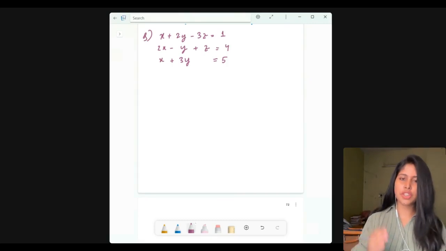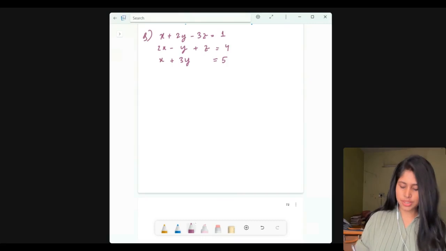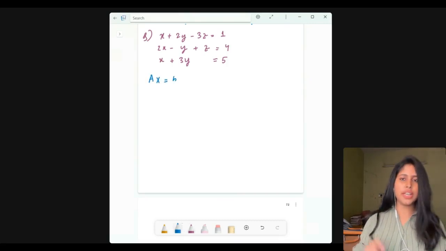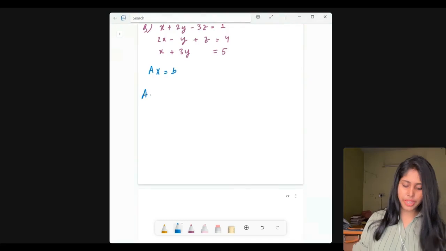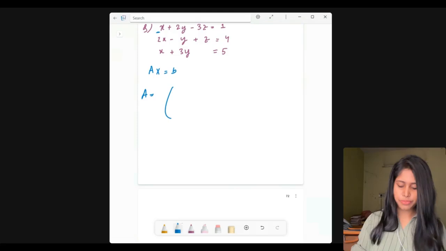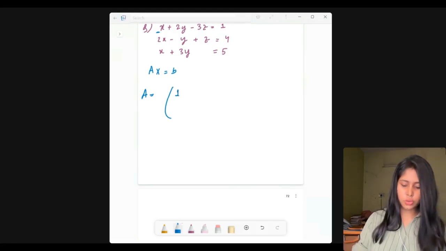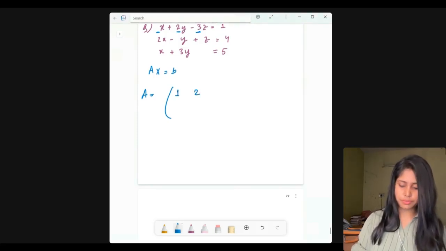Coming to the question, what was your first step? The first step is to find A. Cramer's rule is like Ax equals B, right? Now you need to find your A. A is the coefficient matrix. So let me write the coefficient matrix. A equals, here what is the coefficient of x? It is 1. So write 1, and then 2, 2, then 3, 3.